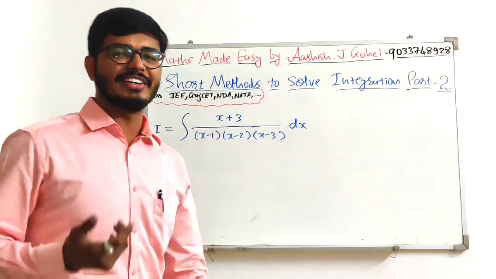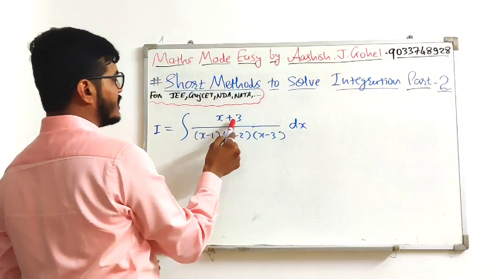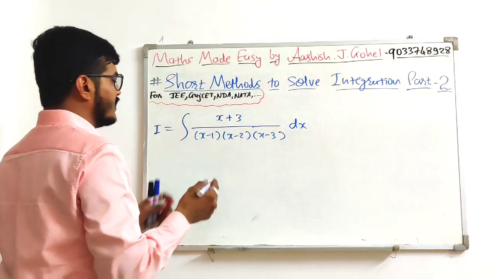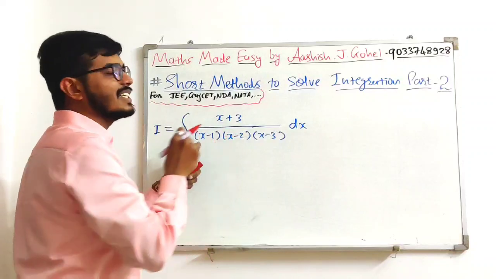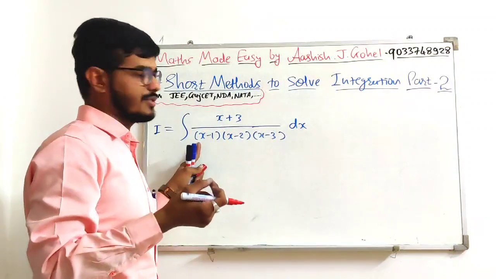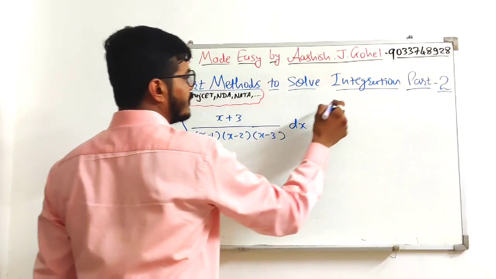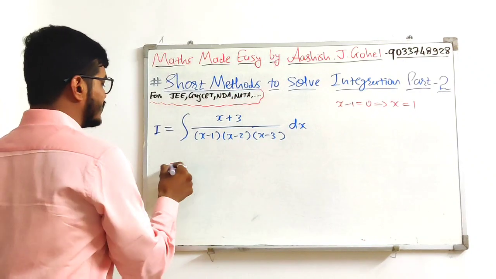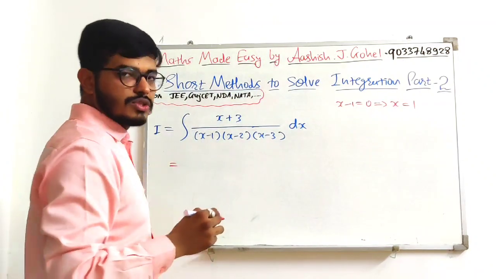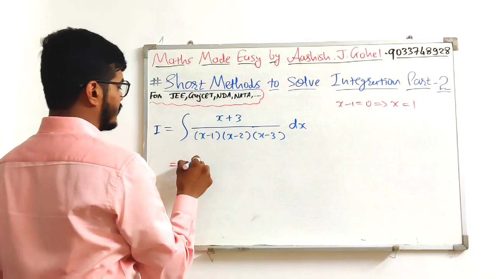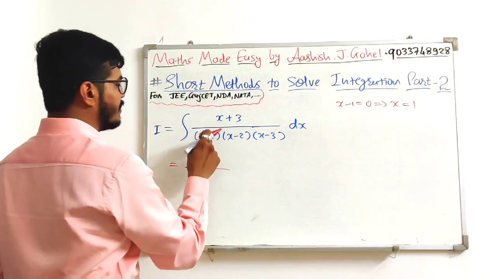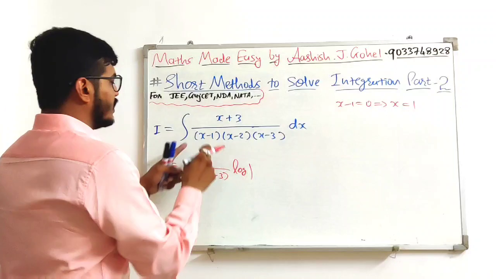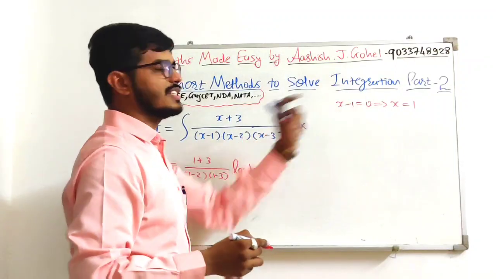So let's get started. Here we are given x plus 3 over (x minus 1)(x minus 2)(x minus 3). First, the denominator must be factorized into linear terms. For the first term, if I put x minus 1 equal to 0, I will get x equal to 1, and that value I will put everywhere else. So here 1 plus 3 divided by, skipping this term, (1 minus 2)(1 minus 3), then log of the term which you have put, x minus 1.